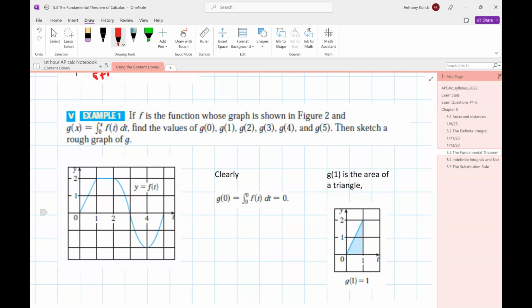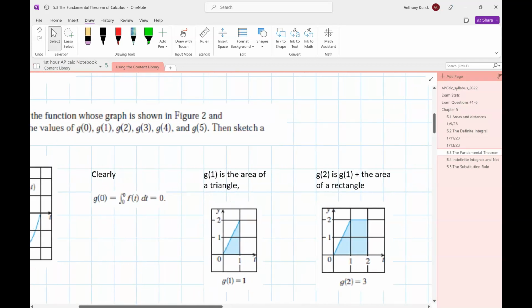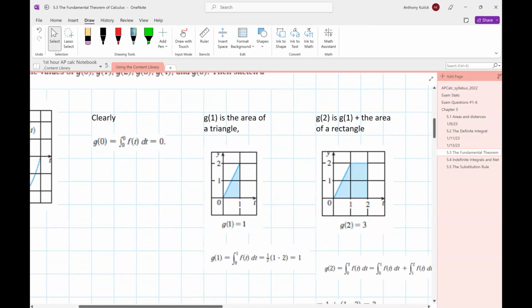If I'm going for g of 1, I'm talking about that region. Well, hey, that's just like a triangle, right? So I'll just do that geometrically. So the base there is 1, and the height there is 2. So one half base times height is just 1.